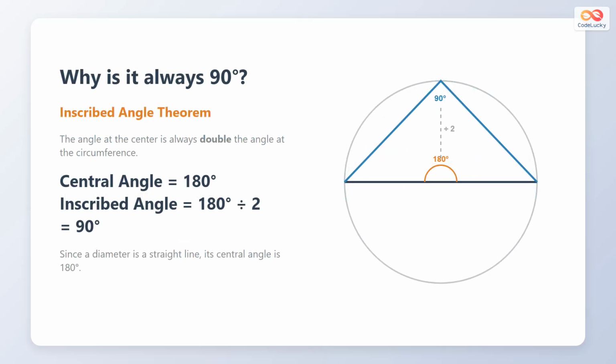Why does this happen? It relates to the Central Angle Theorem. This theorem tells us that the angle at the center of a circle is double the angle at the circumference. Since a diameter is a straight line, its central angle is 180 degrees. Therefore, the inscribed angle must be half of that, which is 90 degrees.